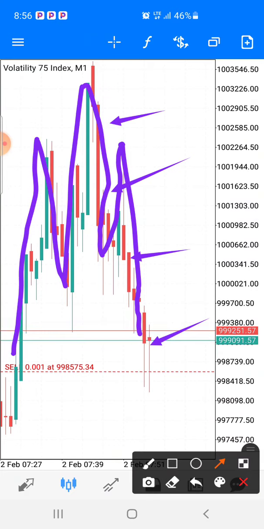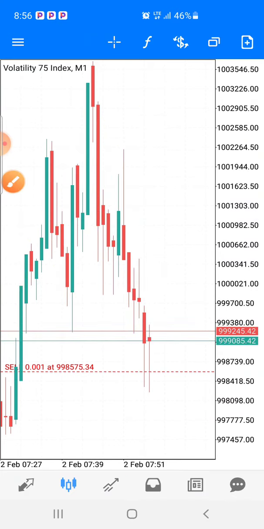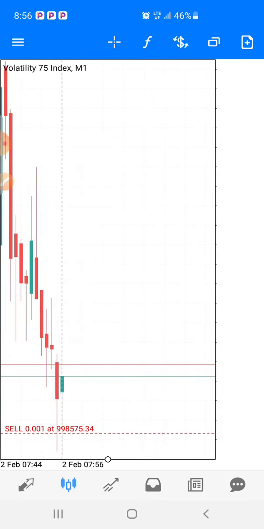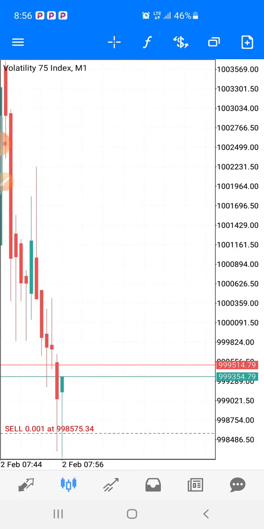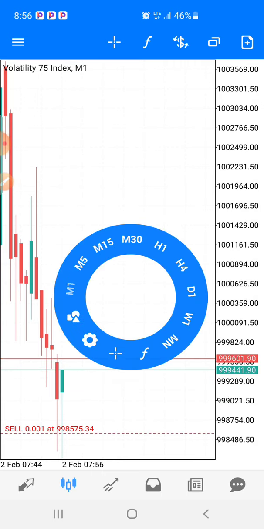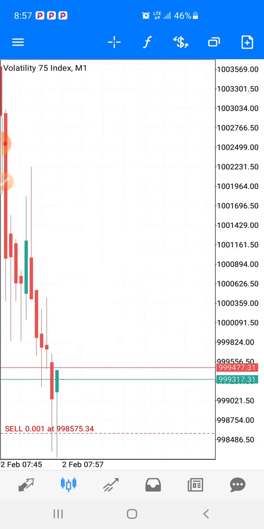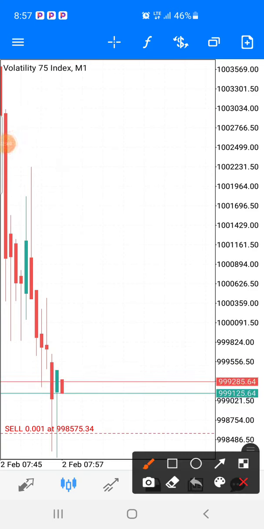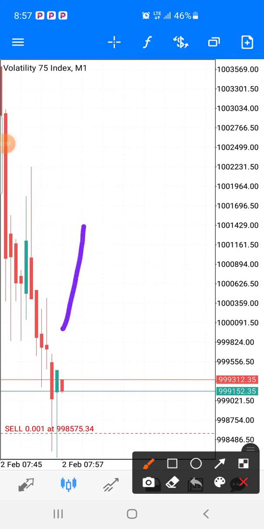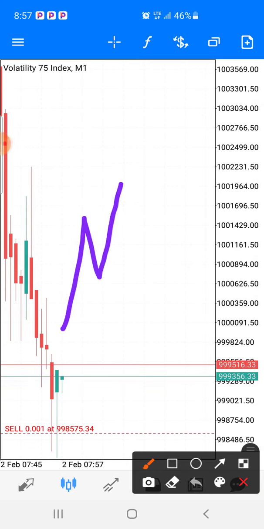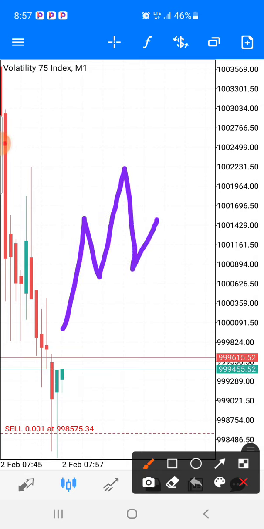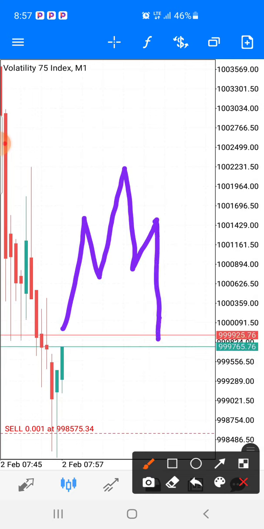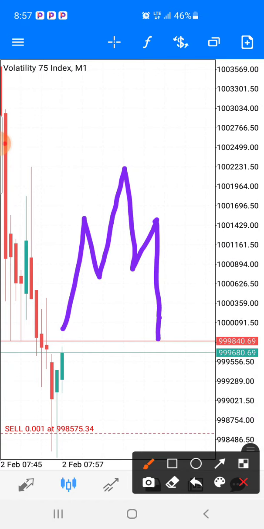Now let me do this. When you discover a head and shoulder pattern, let me draw something here. You see a head and shoulder pattern, the price comes down, it might go this way, then we're expecting that the price will go this way, right? Now remember, there will be pullbacks.